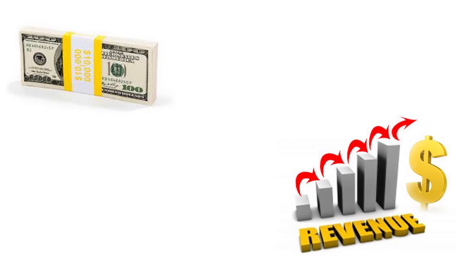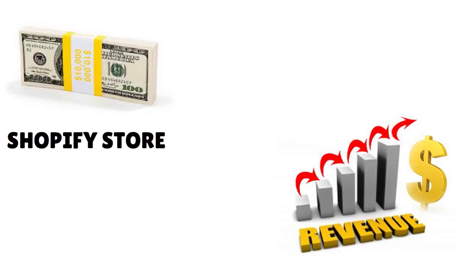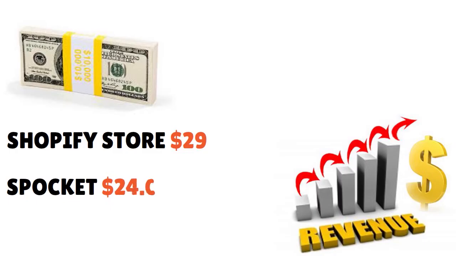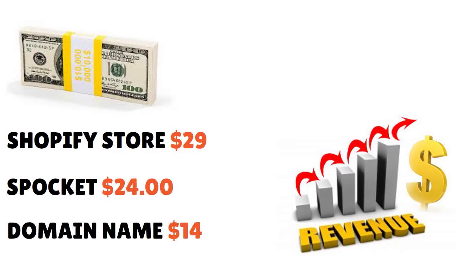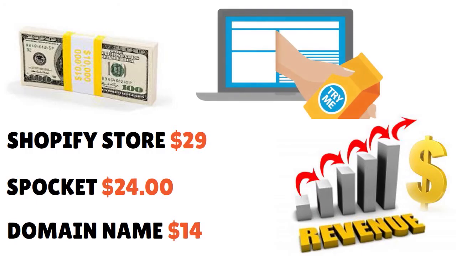So you have to think about the fundamentals, for example. The Shopify store will cost you at a minimum $29 a month. You have Spocket, which will cost you $24, and the domain name will cost you about $14. So basically, right off the bat, you have to think about $70 already. Okay, so this is something you have to think about, and then you have to think about sampling. Sampling is also important. Sampling can cost you about $100 or $200 depending on the products you're trying to sell.